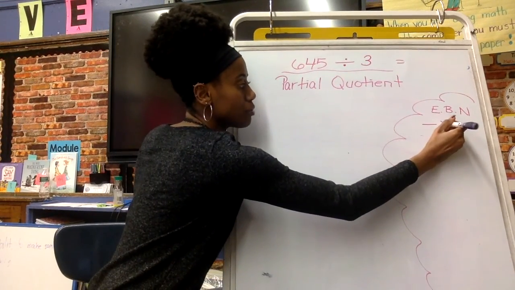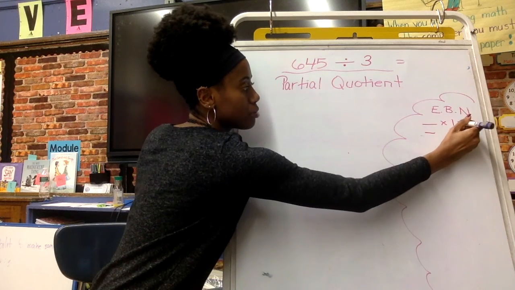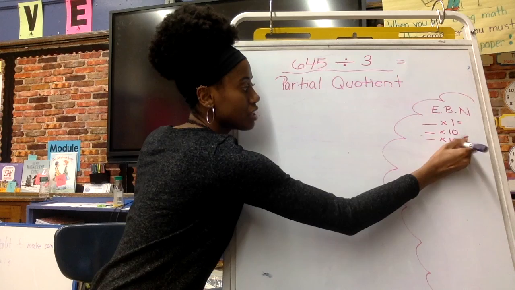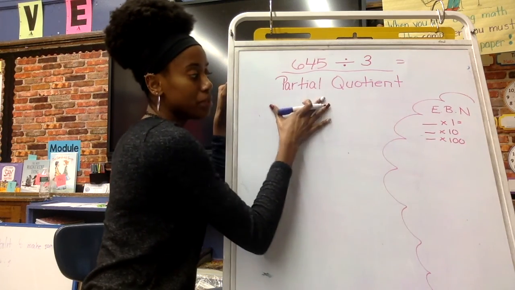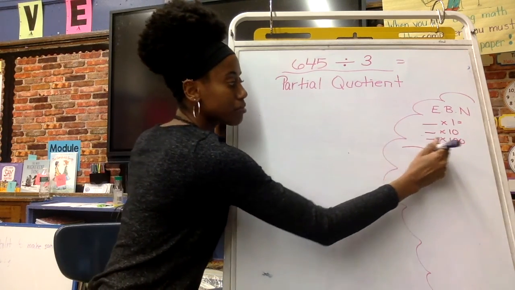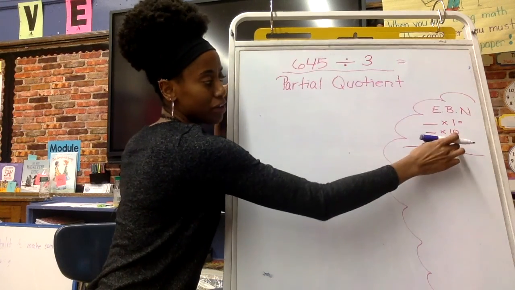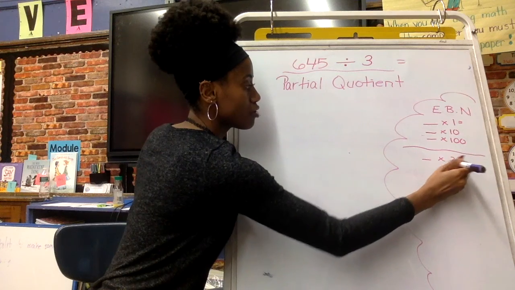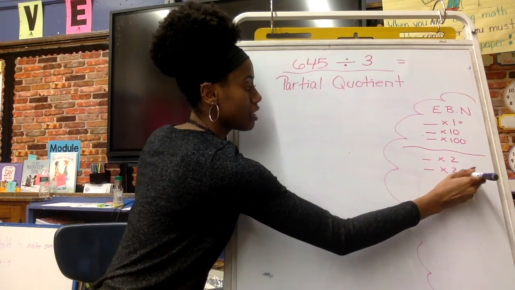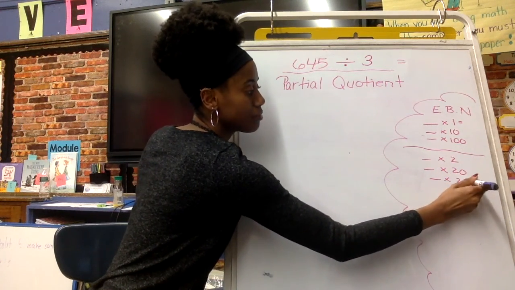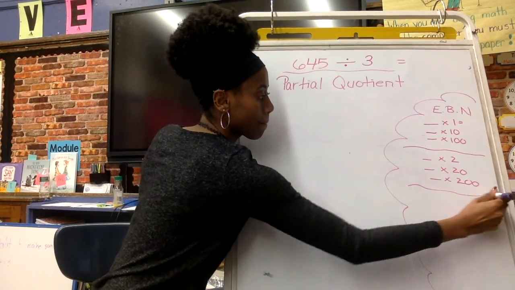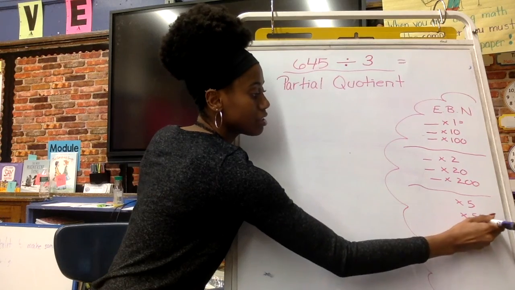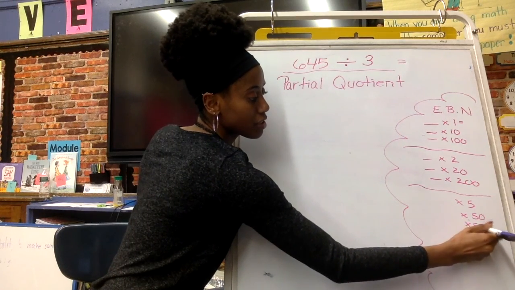Remember, our easy breezy numbers are our easy breezy facts. Always start off with 1, 10, or 100. If the numbers are really big, you could even go to 1,000. But since it's only a 3-digit number, I usually go up to my hundreds place. Okay, times 2, times 20, times 200, times 5, times 50, times 500.